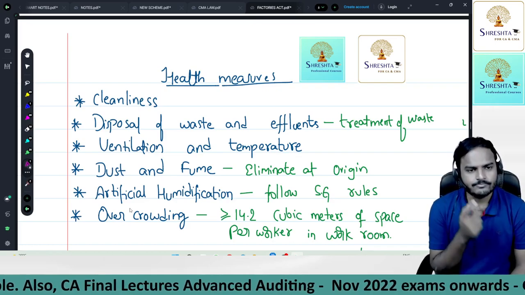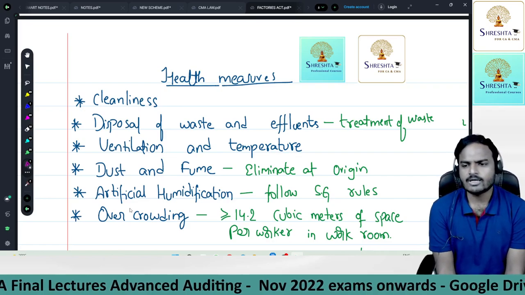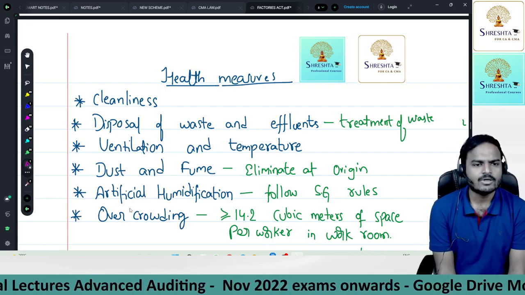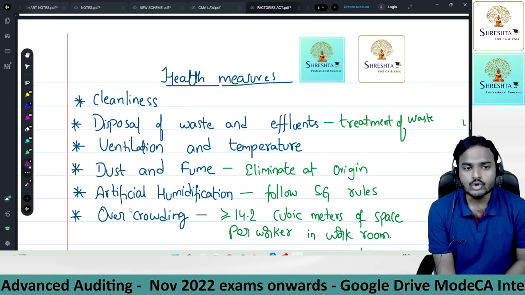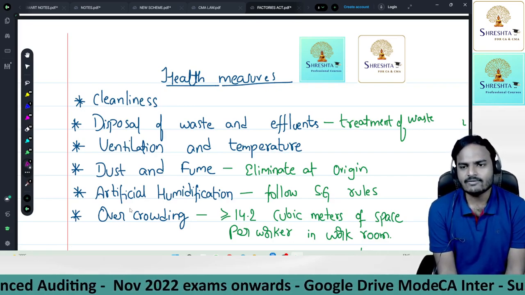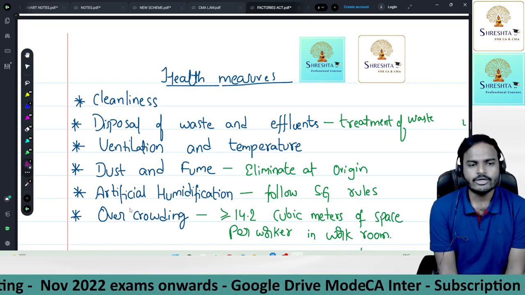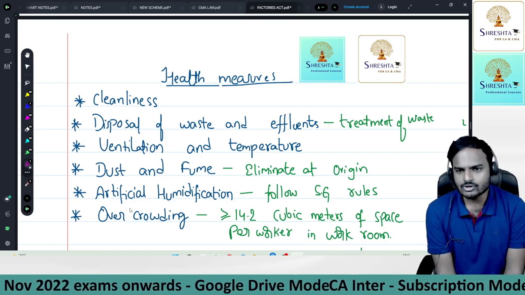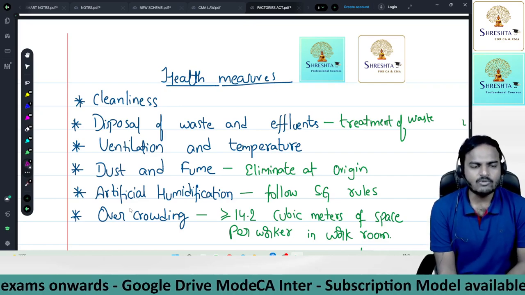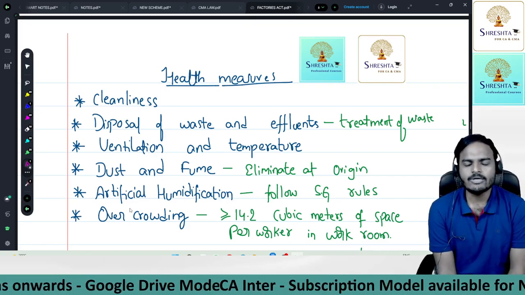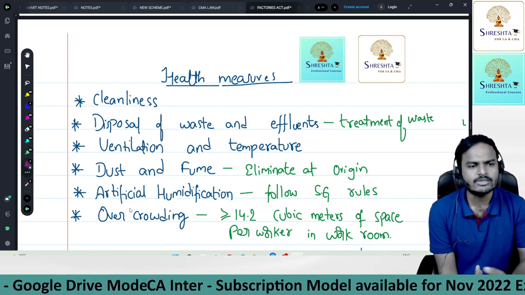Disposal of waste and effluents. Any factory requires water for cleaning the raw material. So after cleaning, whatever water you used, you should treat that waste before releasing it into the environment. A water treatment plant should be there. You need to separate chemicals from the water, so that it won't be harmful to society or the environment. Then only you need to dispose of the waste.